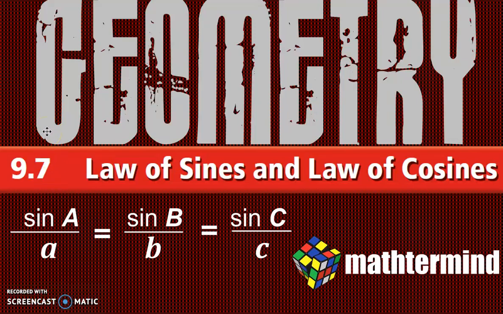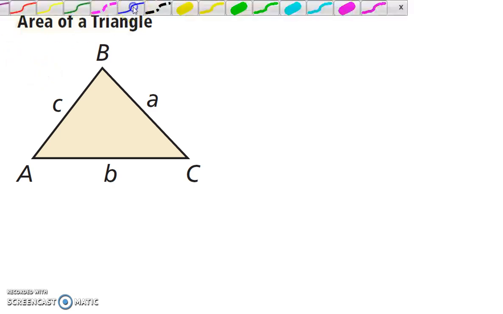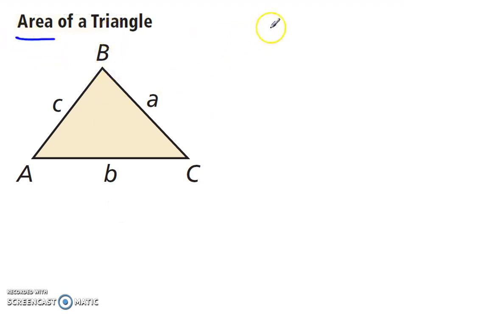We are in Chapter 9, Section 7. We're talking about law of sines and cosines. So if we have a triangle like this and you know some information about these sides and you want to find the area of a triangle, well, let's first establish that the area of a triangle is 1/2 base times height. Okay, well, in this triangle, we don't know what the height is.